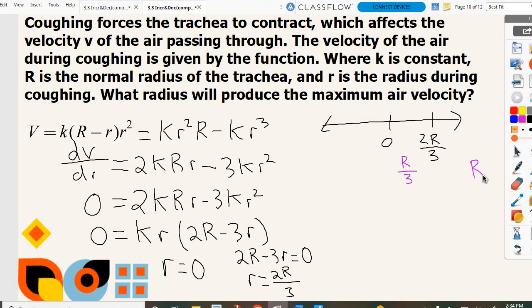So now, again, remember that R is positive. K is also a constant, so we're assuming it's positive. So this first part is going to be positive in both of those.